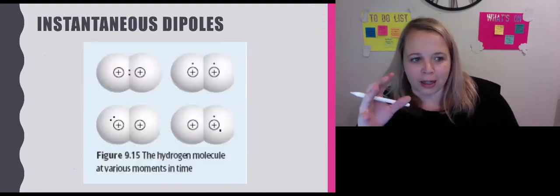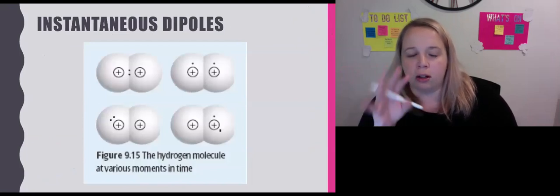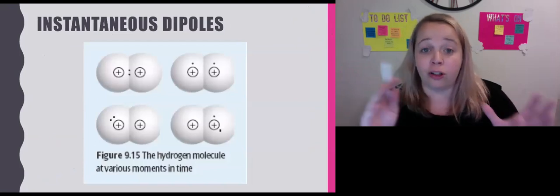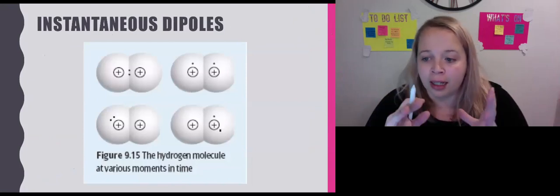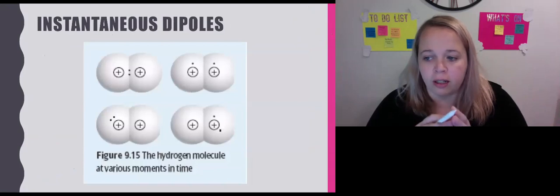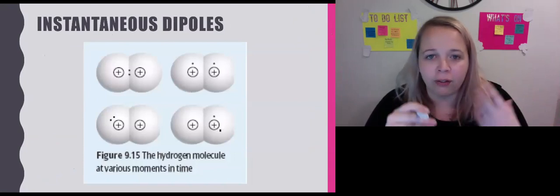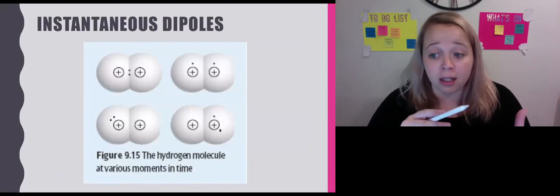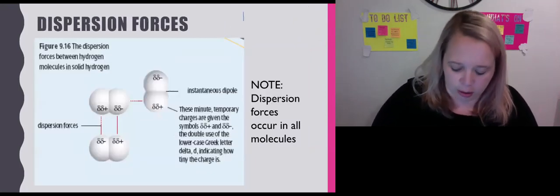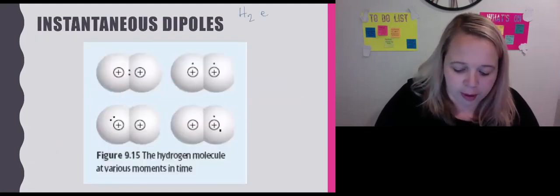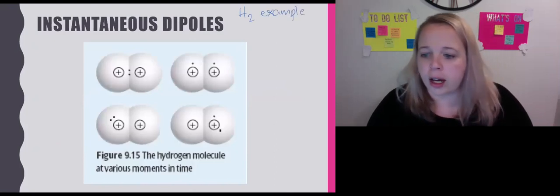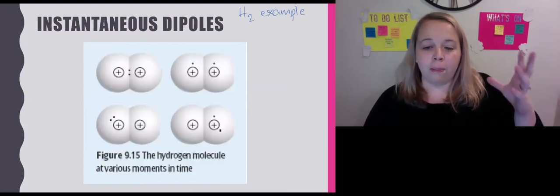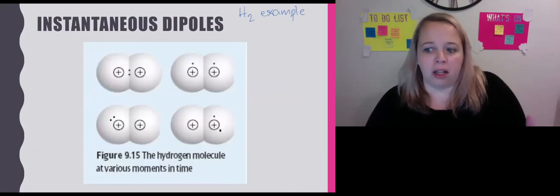Now, the next bit is a little bit different. We're going to talk about this concept called an instantaneous dipole. It has to do with the fact that electrons at any given time are randomly distributed between both hydrogen atoms, and at different times, different parts of the molecule will build up different amounts of charge. Our first sentence says, as electrons are randomly distributed between both H atoms, and we're looking at H2 as an example here, at different points in time, different parts of the molecule will possess different buildup of charge.